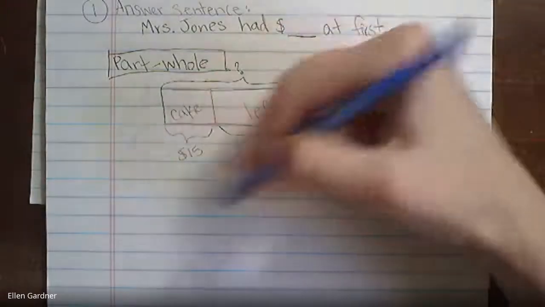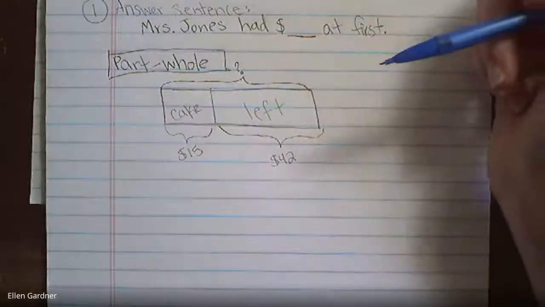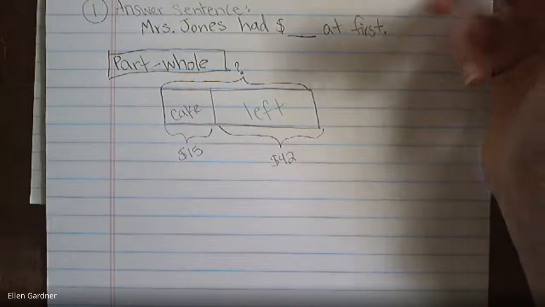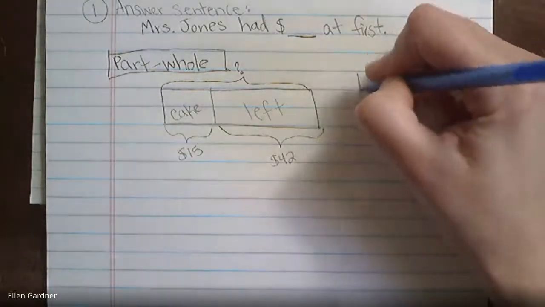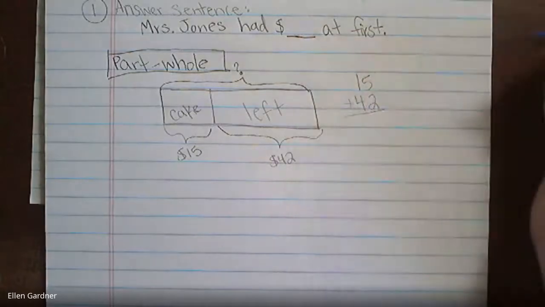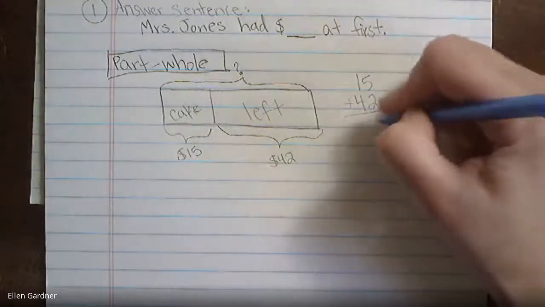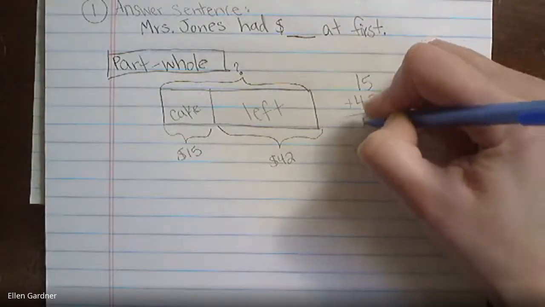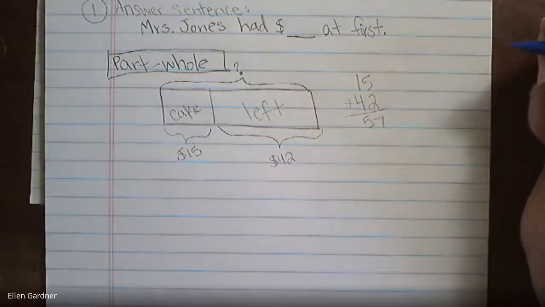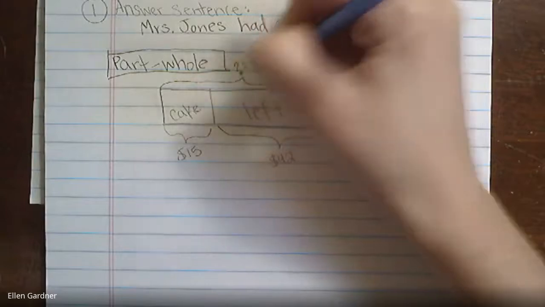Now, whenever we have a part-whole bar model like this with 1 rectangle, and we know the 2 parts and we're looking for a whole, we add. So 15 plus 42. It doesn't matter which one goes on top. Now, 5 plus 2 equals 7. 1 plus 4 equals 5. What is the total amount? $57. We're going to write it in 2 more spots.